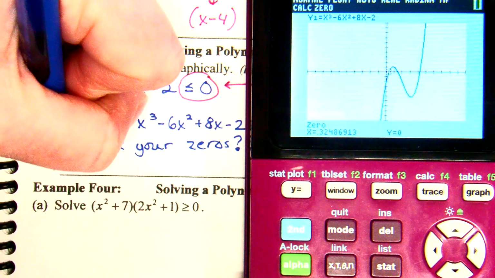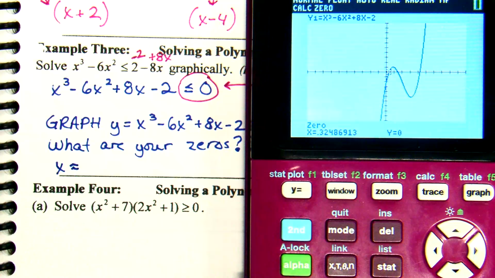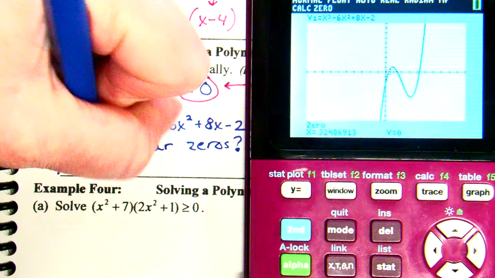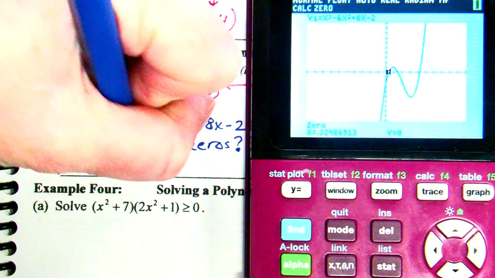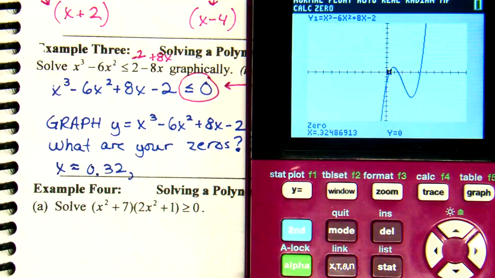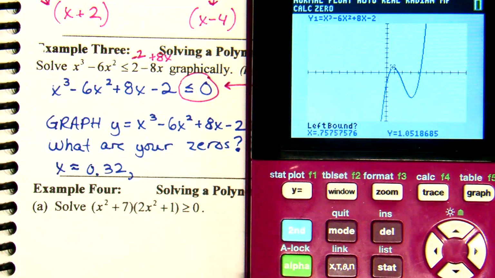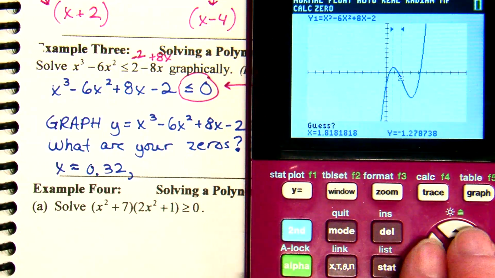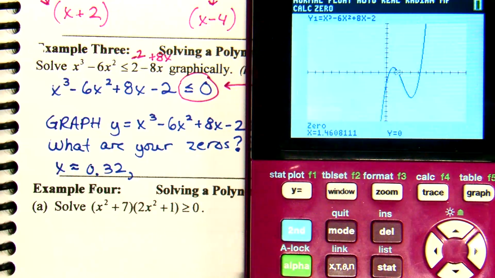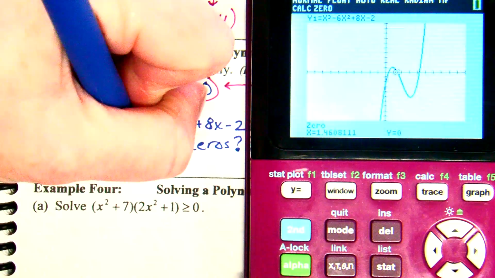My first zero there, not a nice, neat, whole number, is it? 0.32486913. I'm going to go two decimal places, so approximately 0.32. Now find your second one, right? So, second, calc, zero. Left bound, so this time I'm above the next x-intercept. Right bound, so I'm below it. And 1.4608111 is what my calculator says. If I go two decimal places, 1.46.